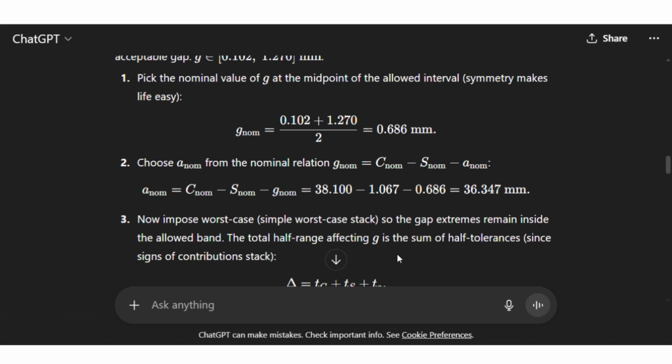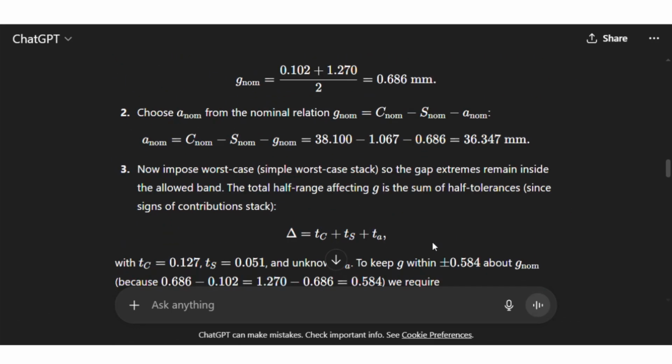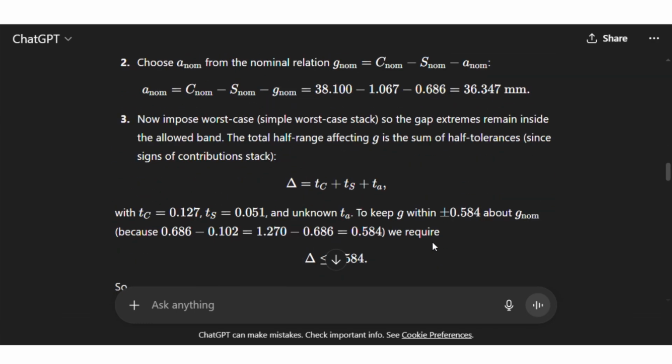Step 2, choose a nominal from the nominal relation. Okay, this is weird. It calculates a nominal pin length based on the geometrical relationship. And yeah, sorry, this is the wrong answer.